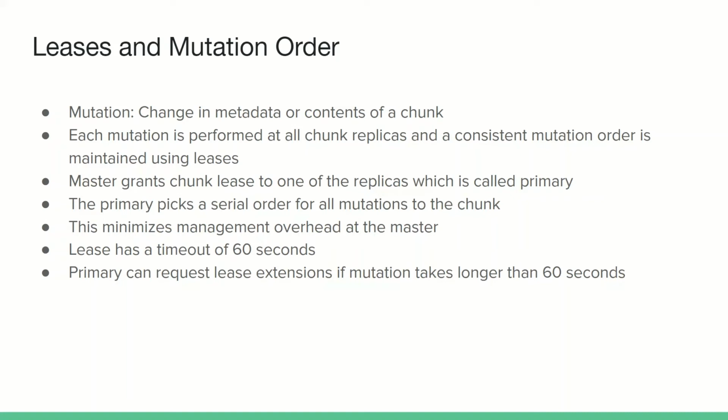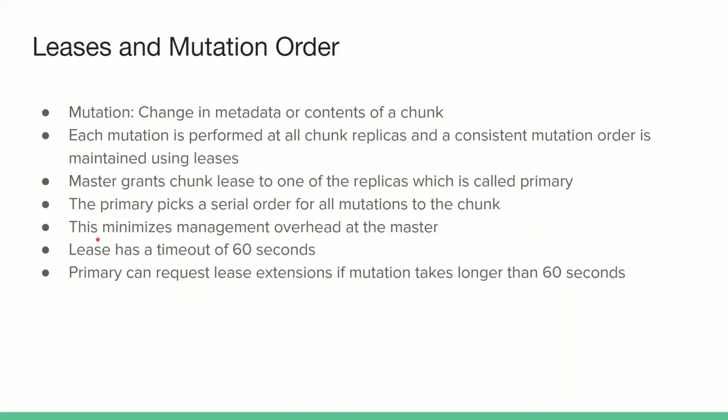Master grants a lease to one of the replicas, and this replica is called primary. So whichever chunk holds the lease is called the primary. The primary then picks a serial order for all the mutations to the chunk. So master will grant a lease to a chunk which is called primary. Primary will select a serial order in which all the replicas will update the information.